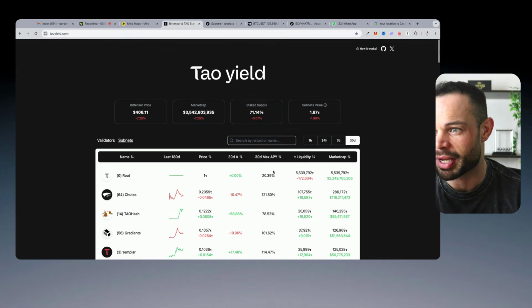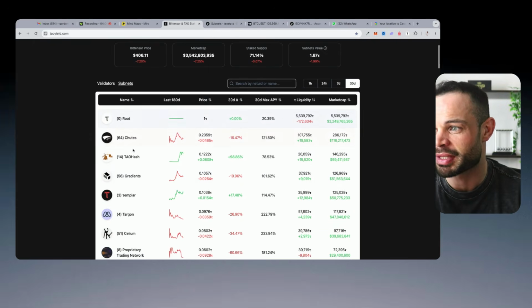But this is not without its risks. Again, you have to remember that these subnet alpha tokens do fluctuate quite dramatically in price.